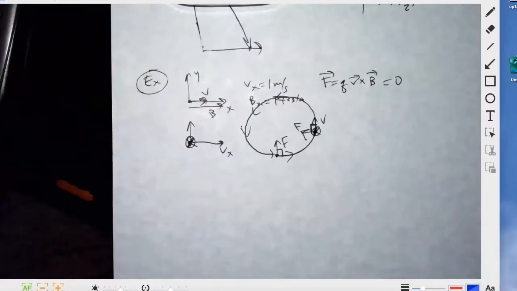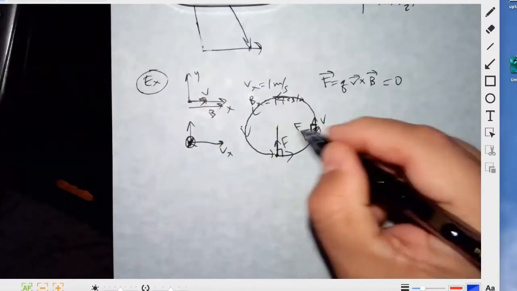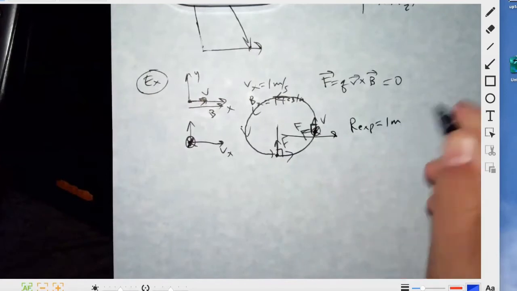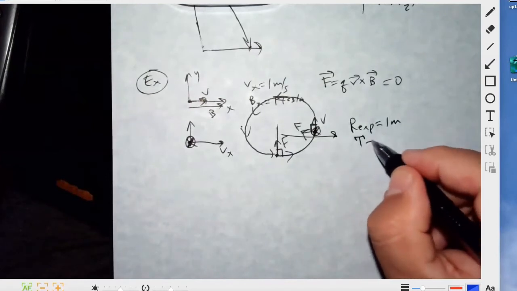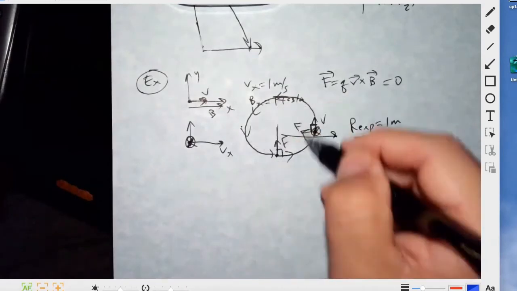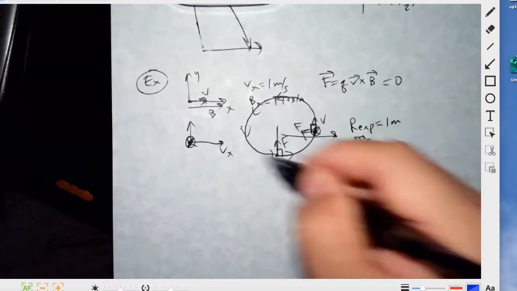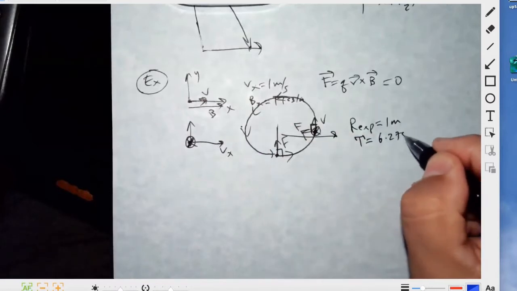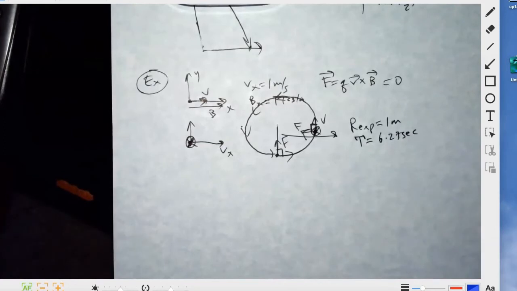So let's make sense of that. The radius experimental is 1 meter. And then the period of the oscillation, because this is an oscillatory motion. It's repeating, right? It keeps going. So the period is 6.27 seconds. Okay, so how do we calculate the theoretical radius?